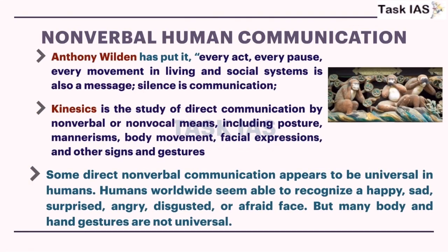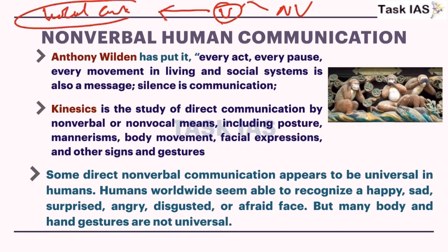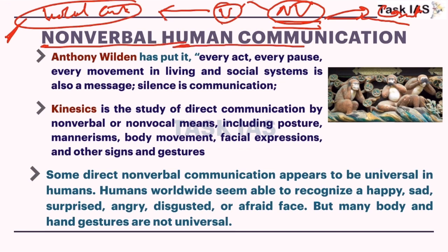We have understood communication can be verbal as well as non-verbal. In verbal communication, focus is directly on our vocal cord, how speech is produced. But in non-verbal communication, it is more about understanding cognitive aspect, use of various symbols. So now we will discuss in detail about non-verbal human communication. According to Anthony Wilden, every act, every pose, every movement in a living and social system also has a message. Even silence is a communication.